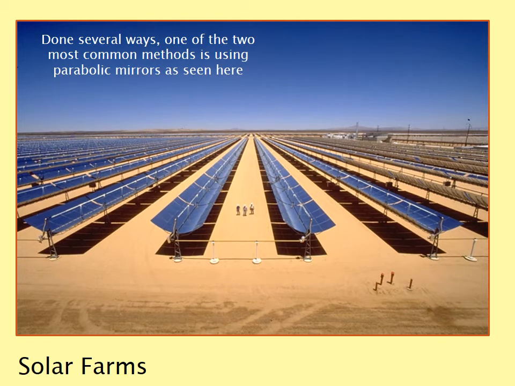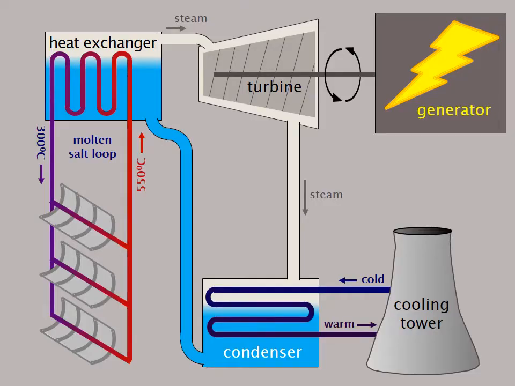Next are solar farms. This is done several ways. One of the two most common methods is using parabolic mirrors, as seen here. The sun's rays are concentrated by mirrors to hit molten salt that's inside of a tube. The molten salt is at 300 degrees Celsius. Once it gets to the mirrors, the sun's rays heat that molten salt up to 550 degrees Celsius.